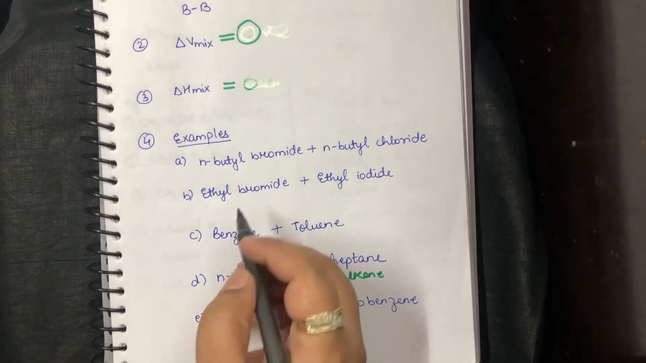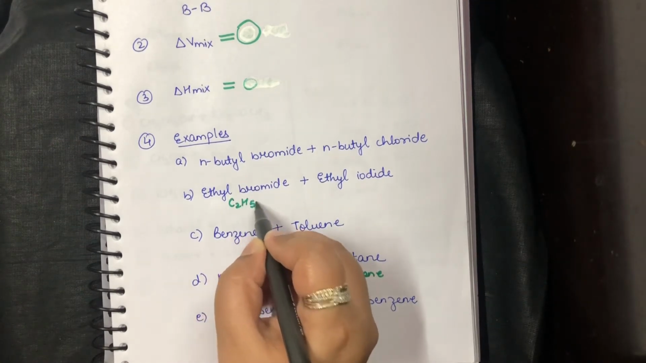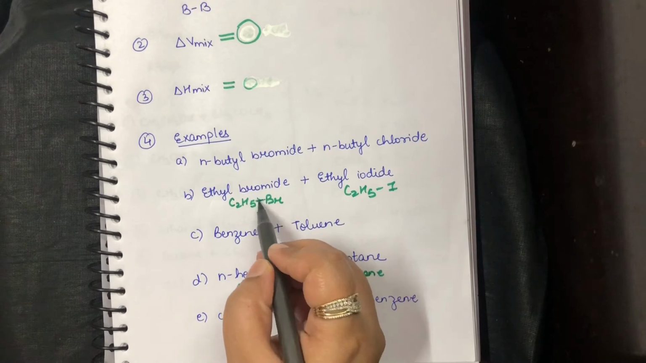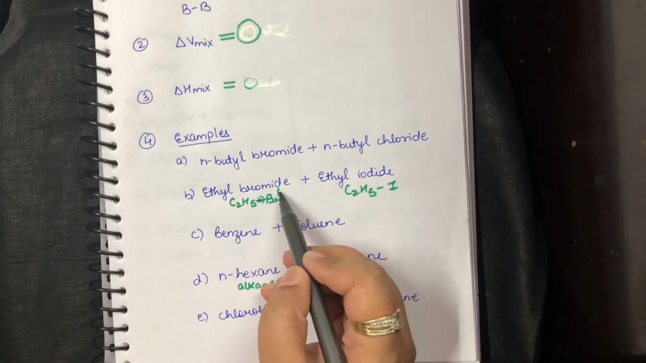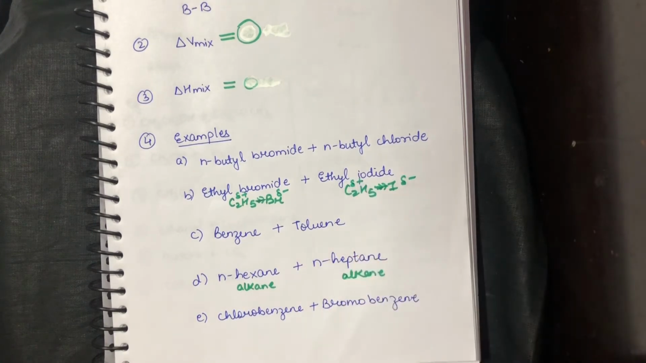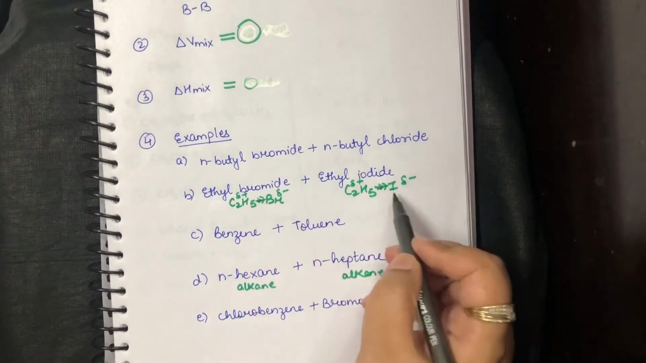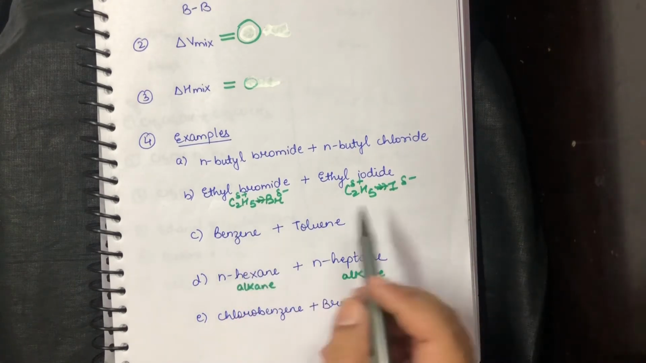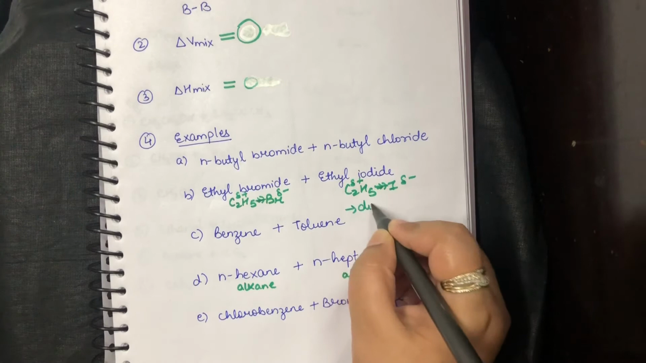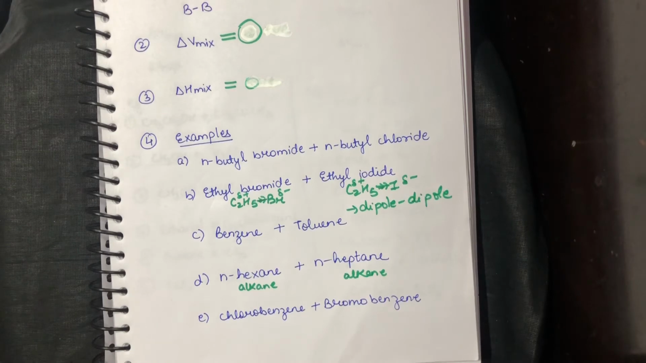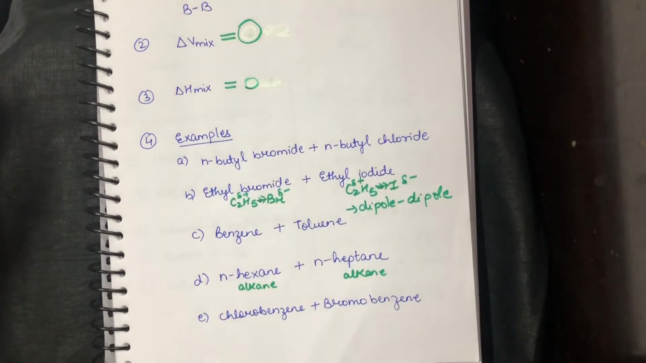Now if I talk about ethyl bromide, it is going to be C2H5Br, and here it is going to be C2H5I. In both cases, bromine is more electronegative, so this is going to be delta negative and this delta positive. Similarly, iodine is more electronegative, so this is going to be delta negative and this is going to be delta positive. So both places, the compounds are polar, so the interactions coming into the picture are dipole-dipole interactions. Again, before mixing and after mixing, the type of interactions are almost the same, so they will fit perfectly into the ideal solution scenario.